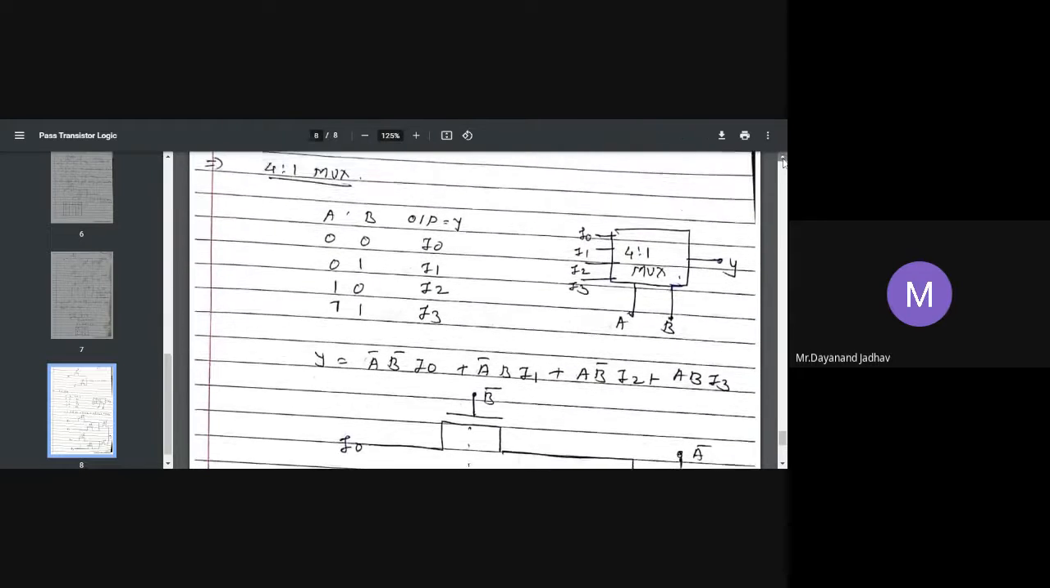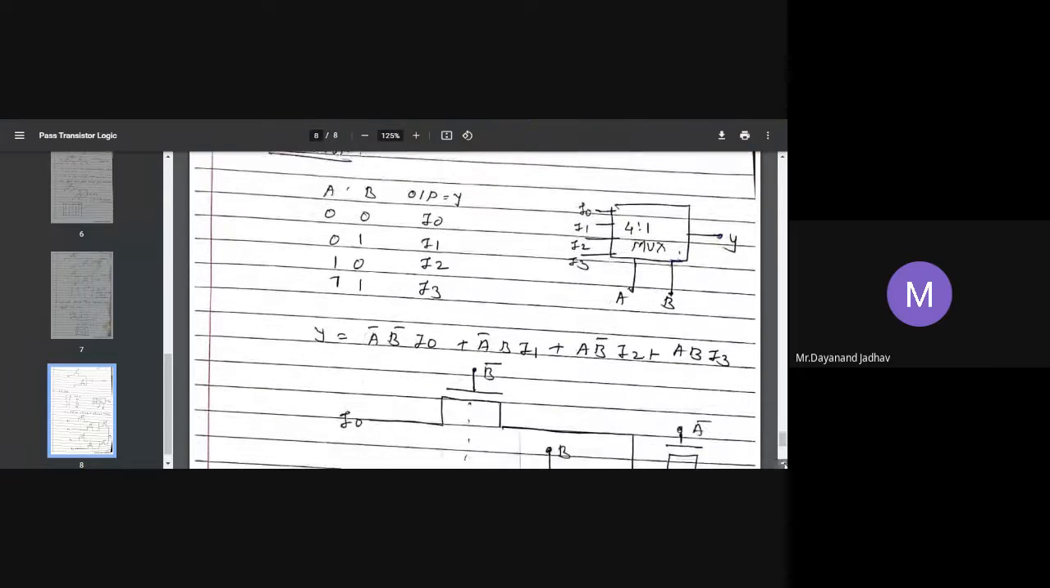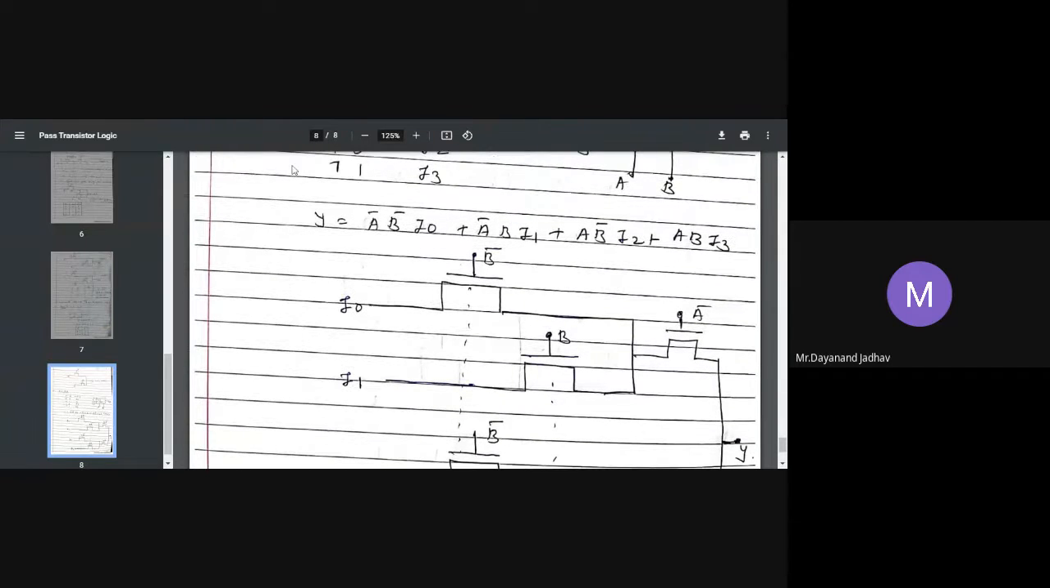For the homework, design an 8 to 1 mux using pass transistor logic, using NMOS logic. Consider inputs A, B, C and output Y: 0 0 0 gives I0, 0 0 1 gives I1, just like that, up to 1 1 1 gives I7. Implement the 8 to 1 mux for the homework. We will discuss the remaining part in the next lecture.